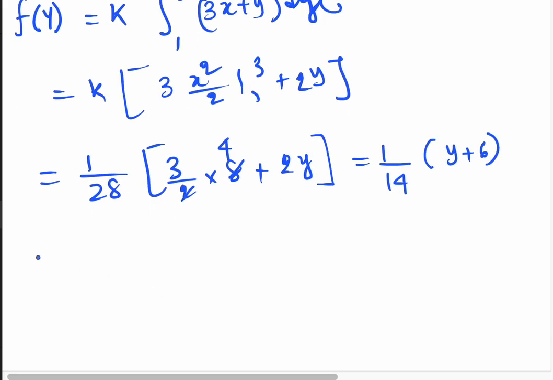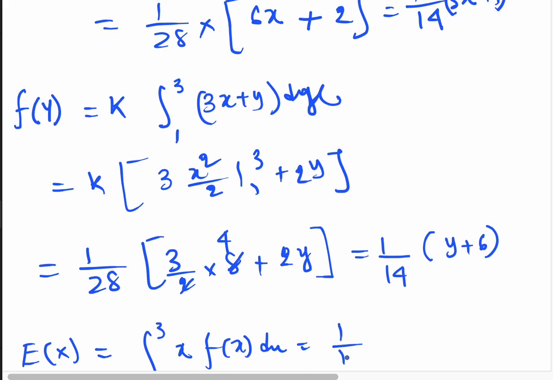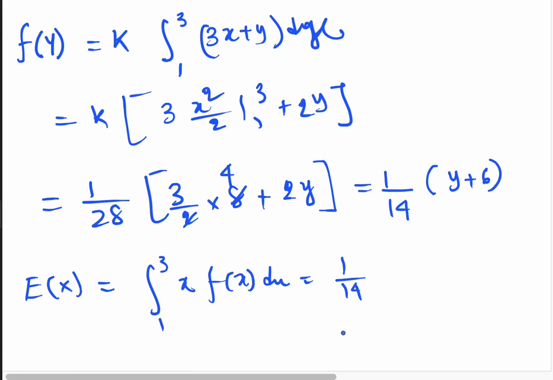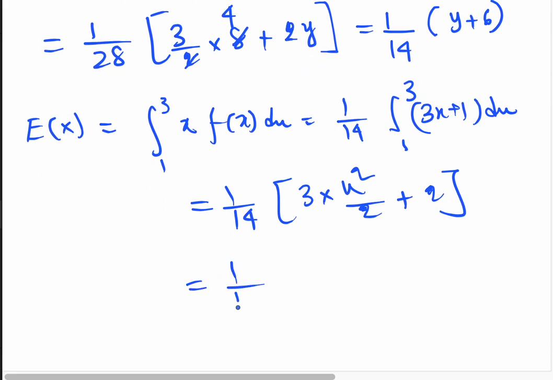Now what will be the expectation of x? That is the integration from 1 to 3 of x f of x dx, so that is 1 by 14 integration 1 to 3 of 3x square plus x dx, so that is 1 by 14 of 3 into x cube by 3 plus x square by 2. It is 1 to 3, so 9 minus 8, so it is 12 plus 2.